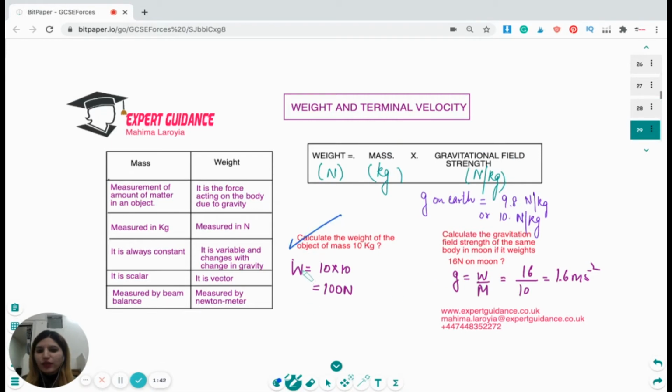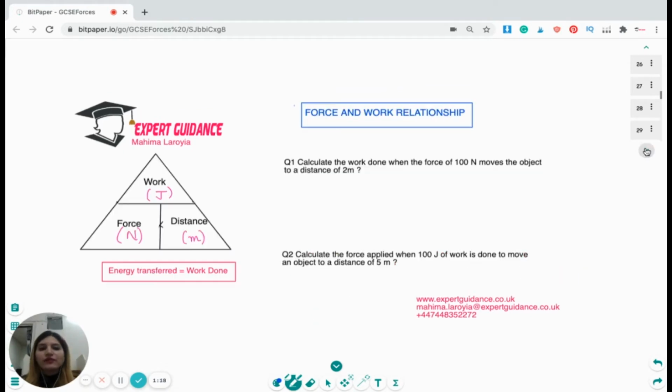For the first question, weight is mass times acceleration, so 10 times 10, which is 100 newtons. For the second one, if we rearrange this formula, the gravitational field strength is weight divided by mass. The weight is 16 newtons. The mass of this object originally was 10 kgs. So 16 over 10 is 1.6 meters per second squared, the acceleration on the Moon. So you have to remember this expression and how to rearrange it to work out your answer.